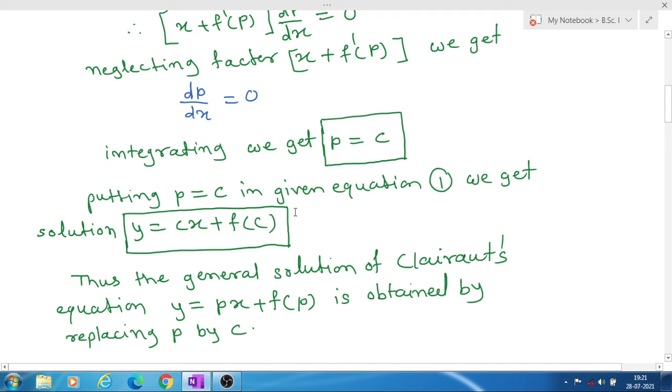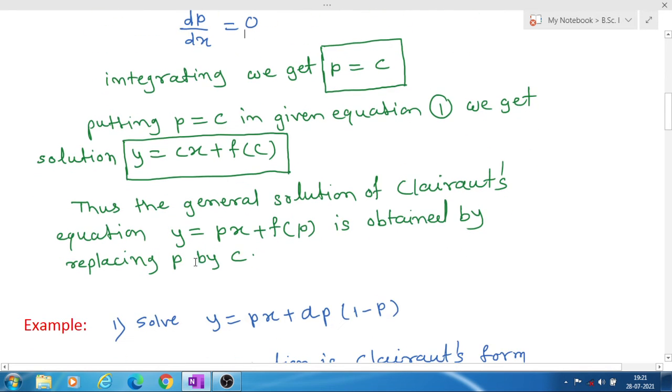Now if we put this p is equal to c in the given equation, then we get our equation y is equal to px plus f of p. Therefore, if we put p is equal to c in the given equation, we get y is equal to cx plus f of c. So this is the relation we got between x and y. So this is the general solution of our differential equation.